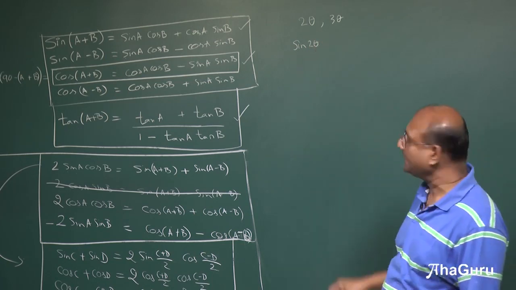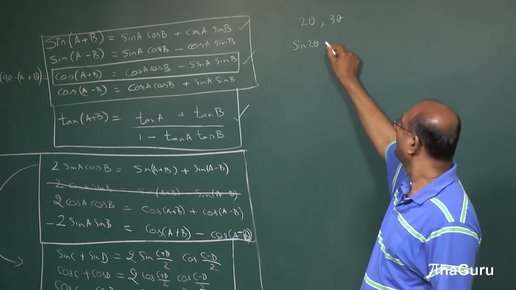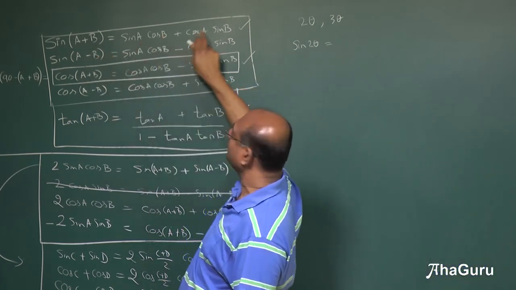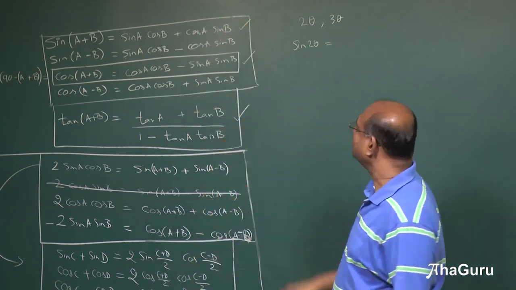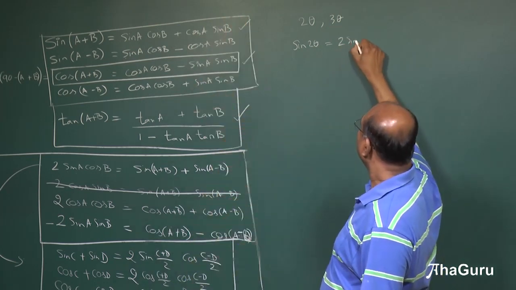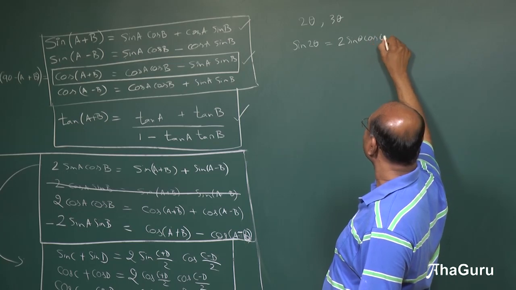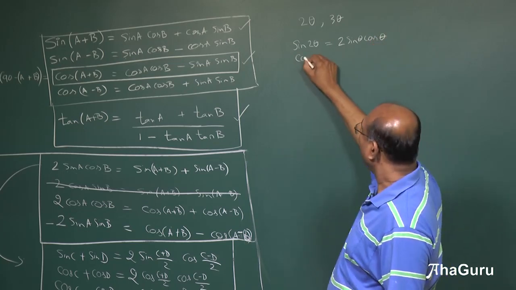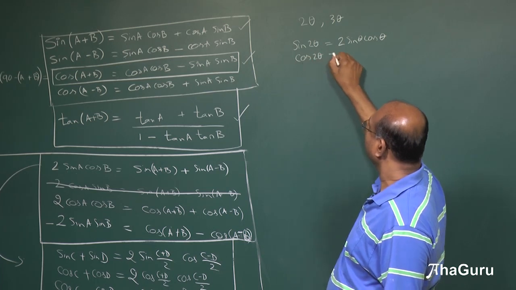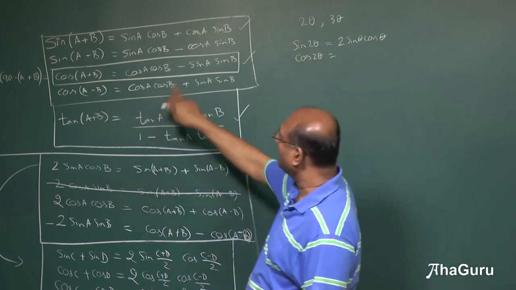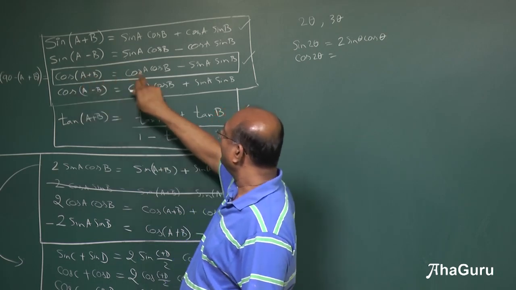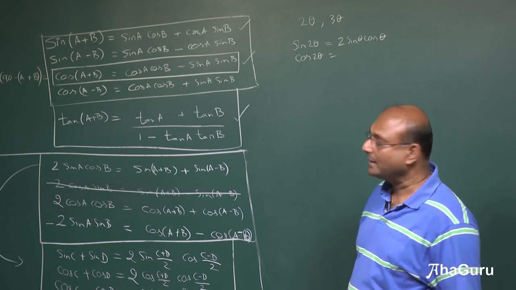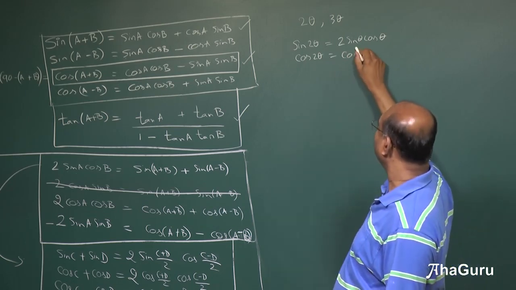Correct? What is the answer for sine of 2 theta? Just substitute theta, theta. So sine theta, cos theta, sine theta. So that means 2 sine of theta, cos of theta. What about cos of 2 theta? Let's look at this formula. Theta plus theta, cos theta minus sine theta. So cos square theta minus sine square theta.